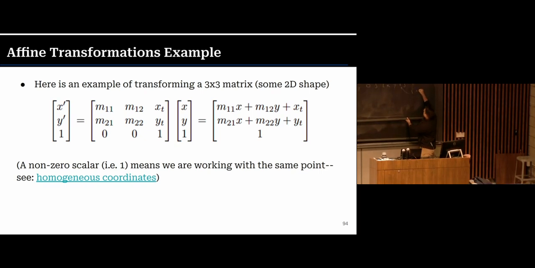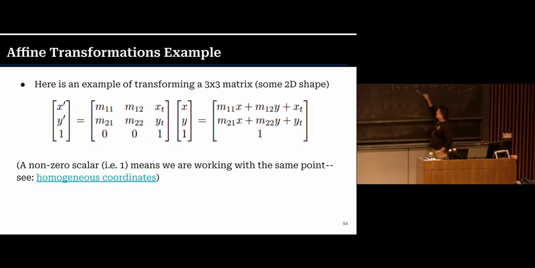1 is a point here. Okay, so this is kind of an interesting thing here. So 0 is a vector, right? Something with a magnitude and direction.